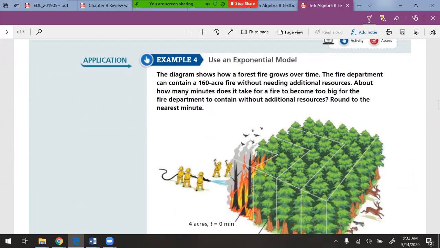Here we go. Using an exponential model. Okay, so let's look at this. The diagram shows how a forest fire grows over time. The fire department can contain a 160-acre fire without needing additional resources. About how many minutes does it take for a fire to become too big for the fire department to contain without additional resources? This is something that they mentally think about when it's fire season, okay? So obviously the fewer resources there are, the more the fire is able to spread out because it cannot be contained. That's important, okay?